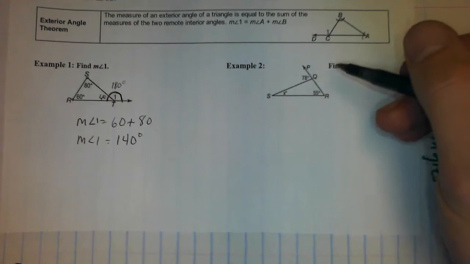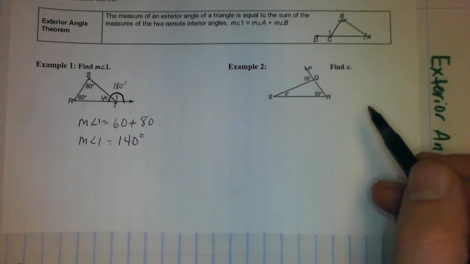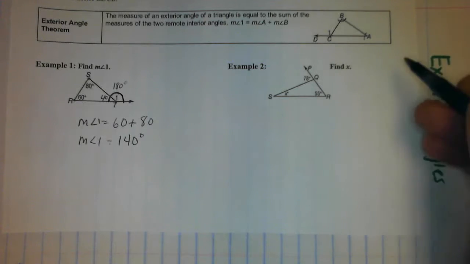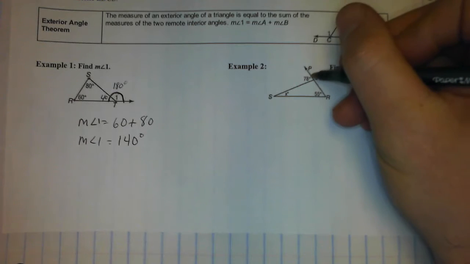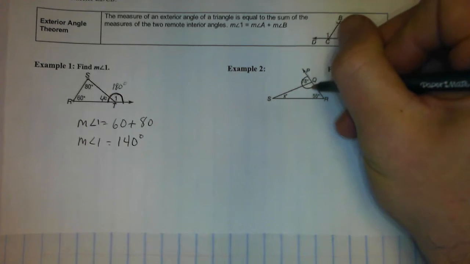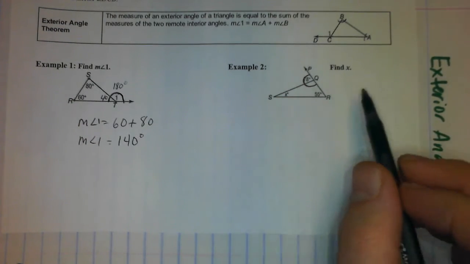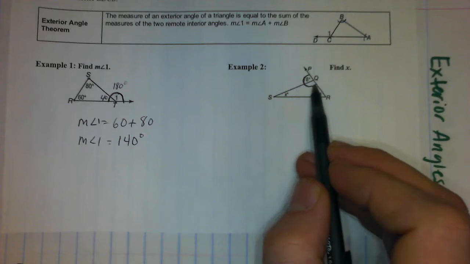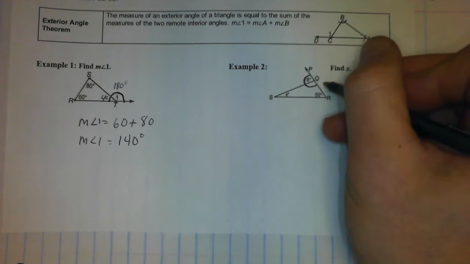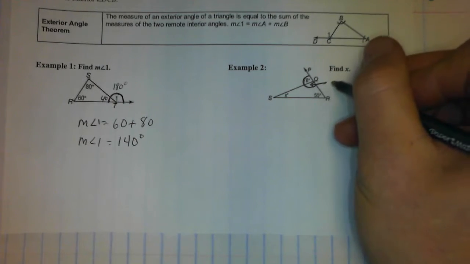So the second example here, it says to find x. So here's x. Alright, so we're going to need to know a few things for this. So first of all, we need to know that this is a straight line here. And like I said before, all angles of a straight line equal 180. So that angle makes 180. So we know that 78 plus this angle has to make 180. So 78 plus 102 equals 180. So this angle here equals 102 degrees.